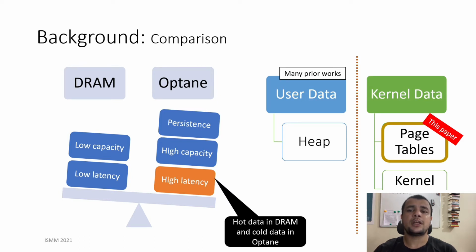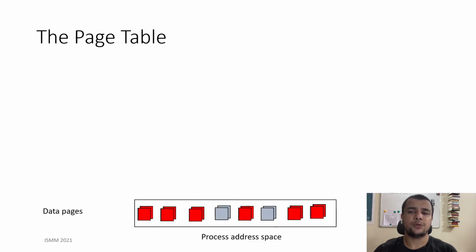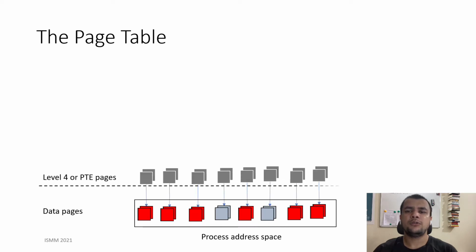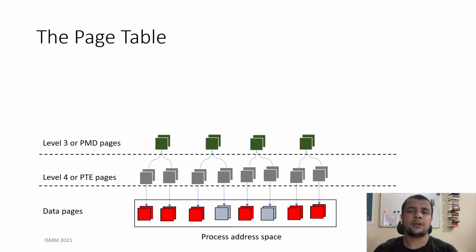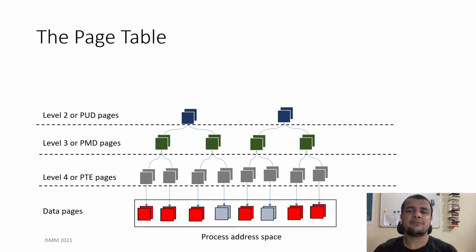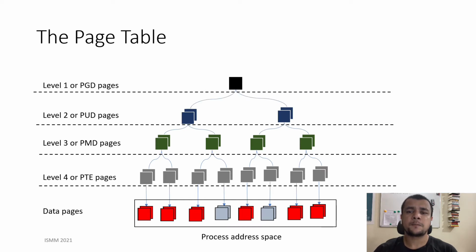Let us now discuss a page table. To access the physical pages of a process, we need to convert the virtual address generated by the CPU to a physical address. The virtual to physical address mappings are stored in the page table. To reduce the cost of a lookup, a page table is organized as a radix tree. To find a mapping, we start at the root, that is the PGD.